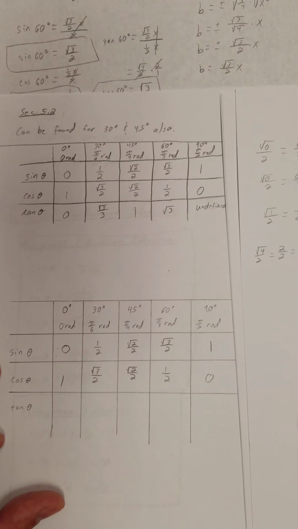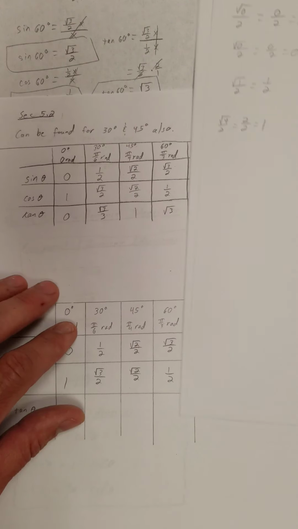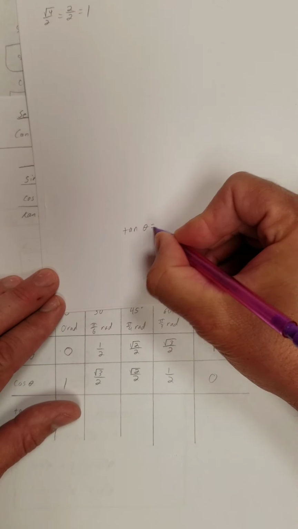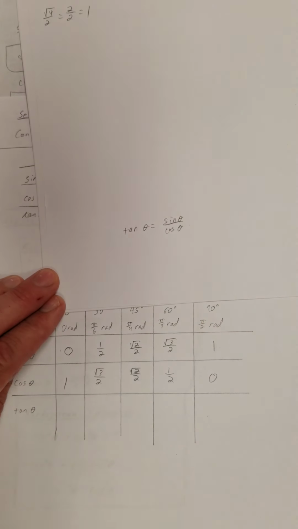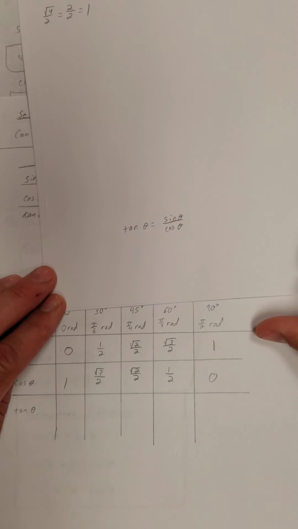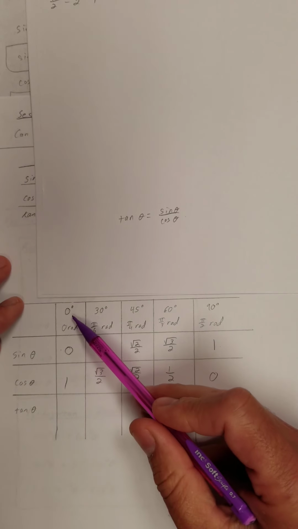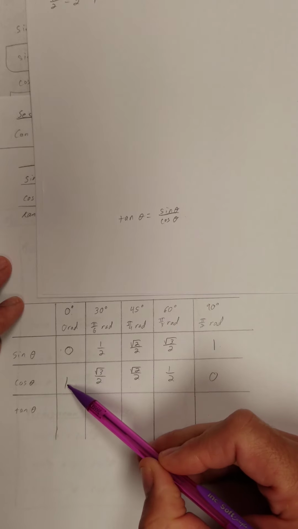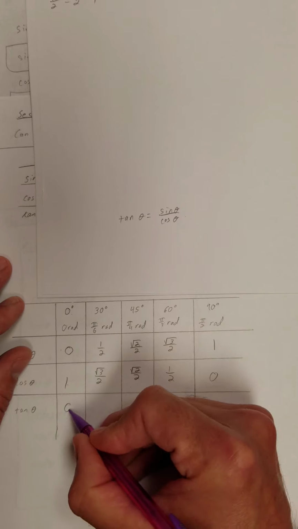Now how about for the tangent? I'm going to show you an identity here that they don't show you till a little later in your book. But tangent of theta is equal to the sine of theta over cosine of theta. So if that's the case, the tangent at 0 degrees is the sine of 0 degrees over the cosine of 0 degrees. So that'd be 0 over 1, which is 0.